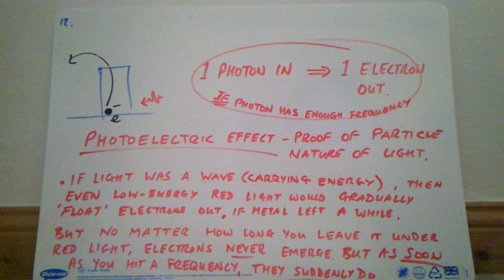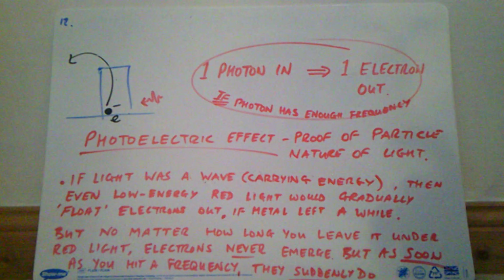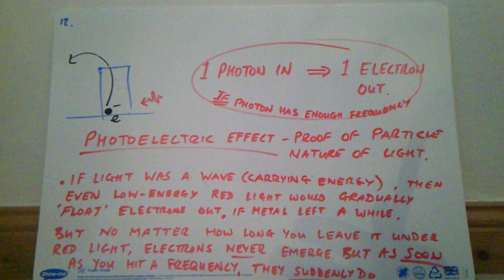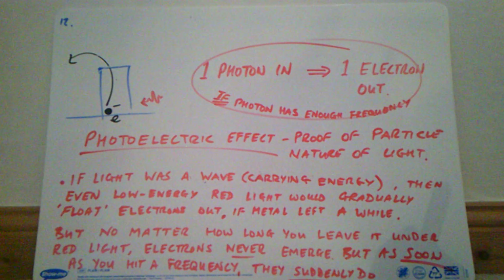So you can leave a lump of metal, and it's different. This exact point, this exact frequency is different for different metals, but you can leave this lump of metal under, let's say, a red lamp for days and days and days, and no electrons will come out. You can then gradually increase the frequency of the light, and then suddenly loads of electrons start coming out.